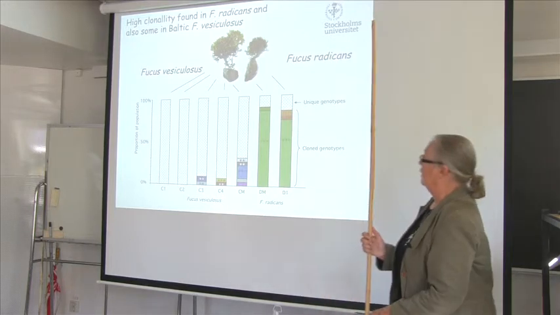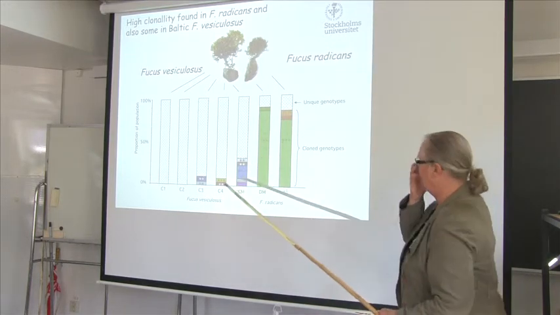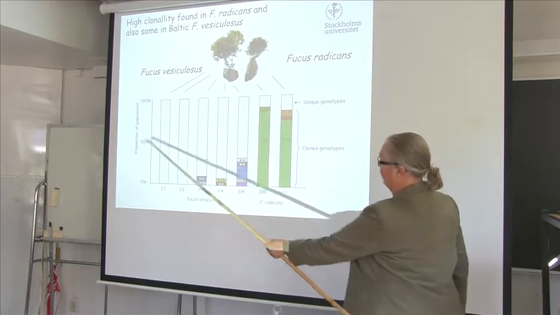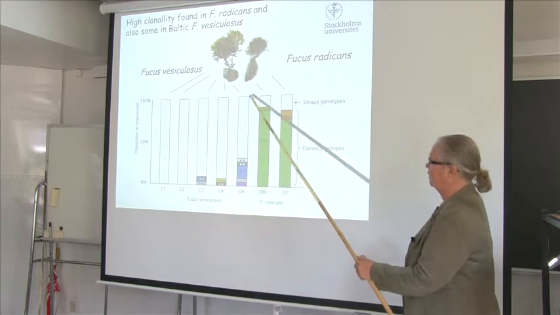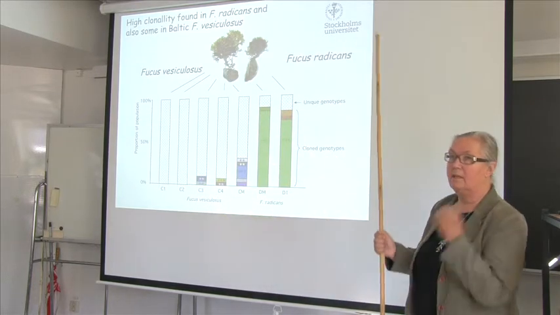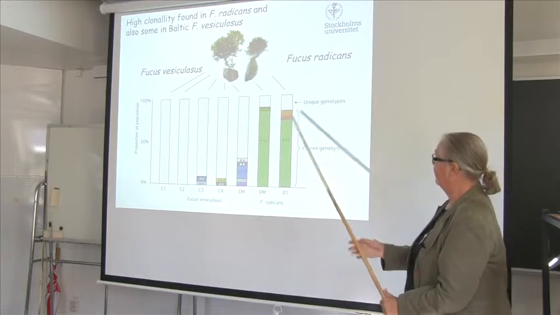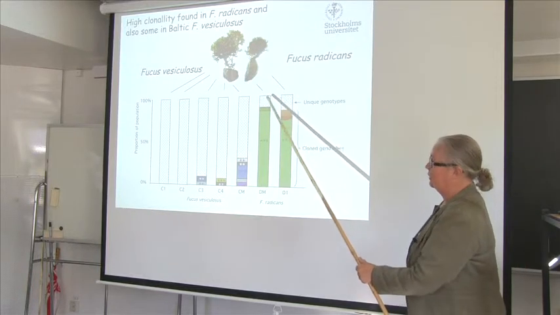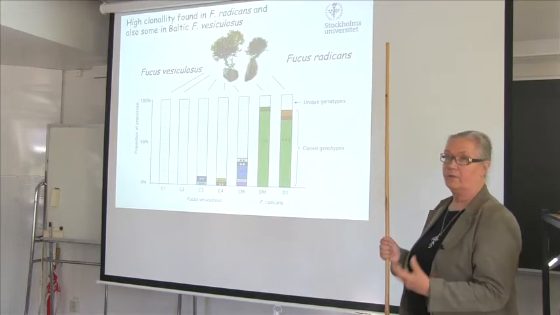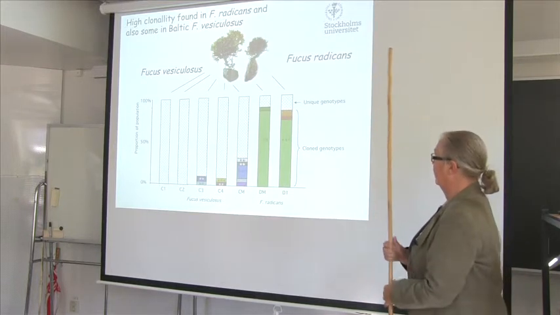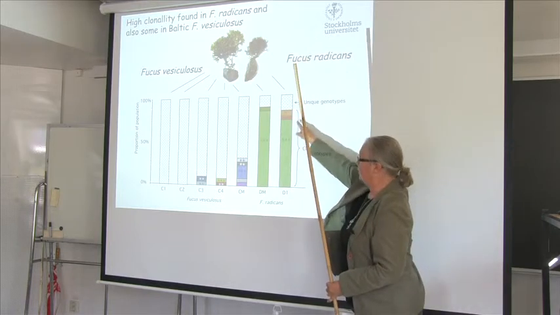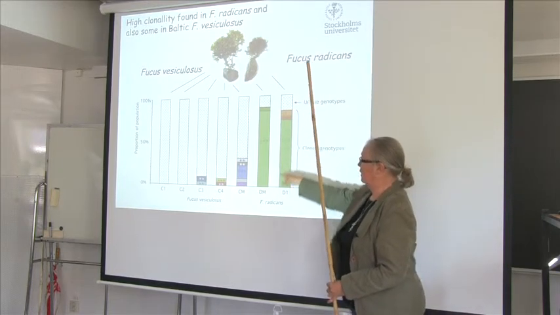And we were able to show that the Fucus vesiculosus, more or less all of them are genetically unique individuals, while there are very few genetically unique individuals in Fucus radicans. Most of them are clones. So this is one big clone.